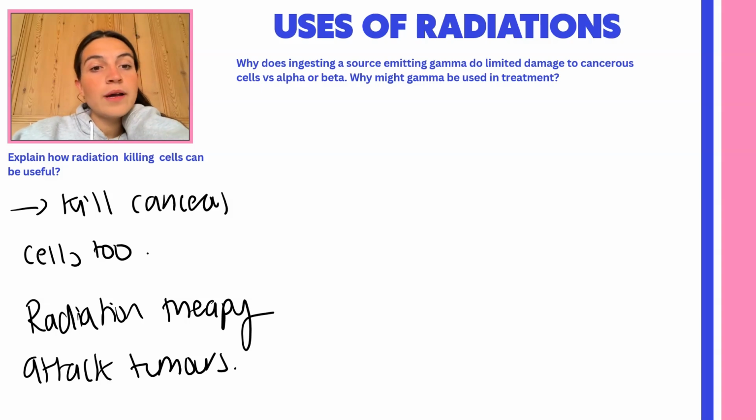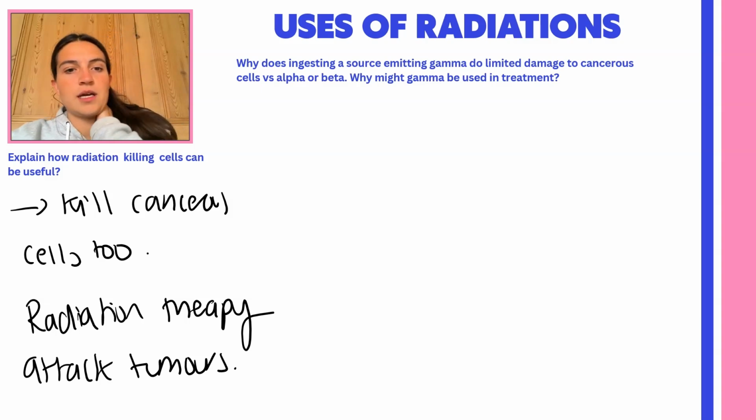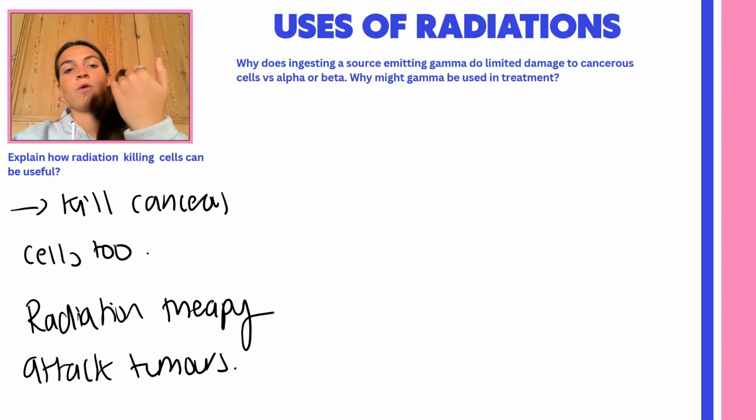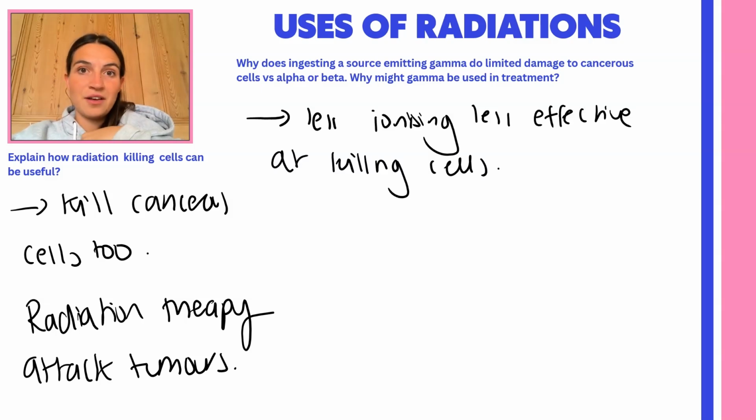Okay, why does ingesting a source emitting gamma do limited damage to cancerous cells versus alpha or beta? And why might gamma be used in treatment? So it's less ionizing, your gamma, than your alpha or beta, which makes it less effective at killing those cancerous cells if you have ingested it. It's more likely to penetrate out of your body than alpha and beta, which wouldn't be able to do that.